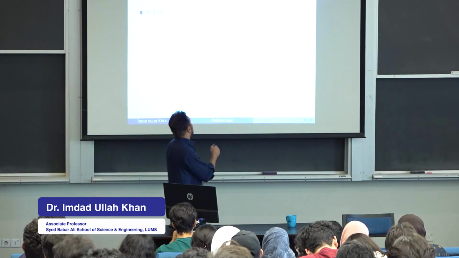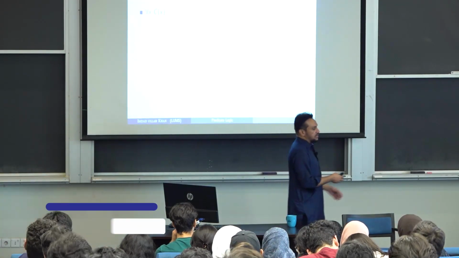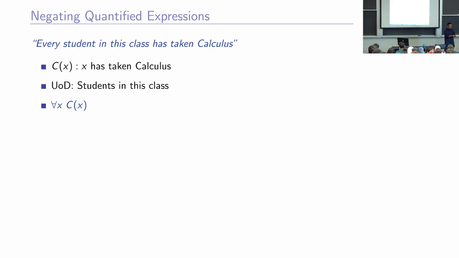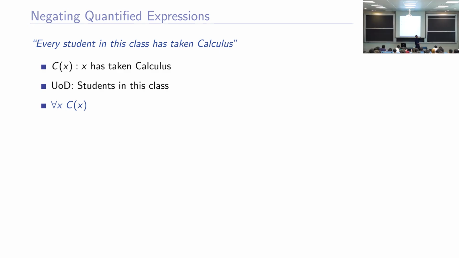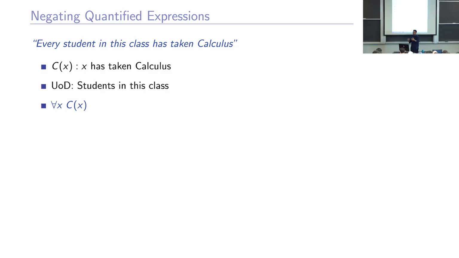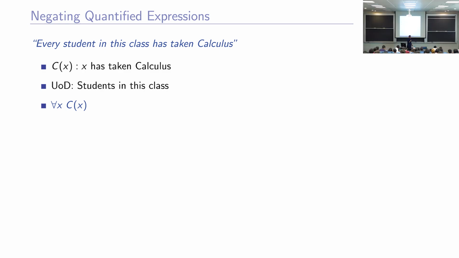So we know what negation is, right? We started to talk about this. Suppose our universe of discourse is students in this class, students who are registered in the current offering of discrete mathematics, and we have this policy that calculus is a prerequisite of discrete mathematics. So anybody who is registered in discrete math must have taken calculus beforehand. So we can say that for all x C of x.